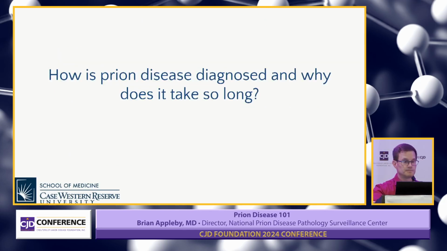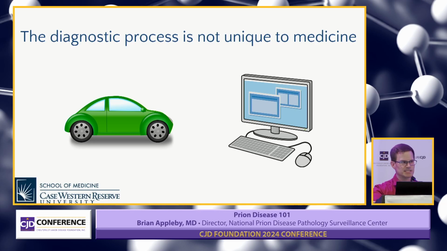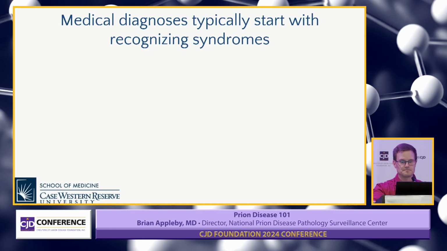So how is prion disease diagnosed, and why does it take so long, as we heard in the last session? The diagnostic process really is not unique to medicine. It's not so much different from a mechanic or an IT person. My father was a mechanic for the post office, and he used to always say that those of us in medicine had it very easy. We only have 2 models, males and females. He had Fords, Chevys, Pontiacs. In a way, he's kind of right. But it's the same diagnostic process, really.